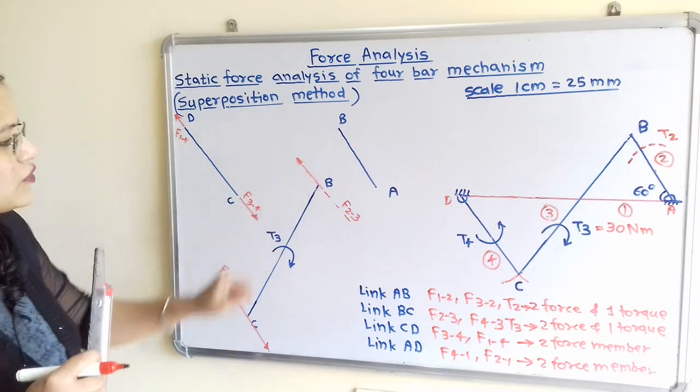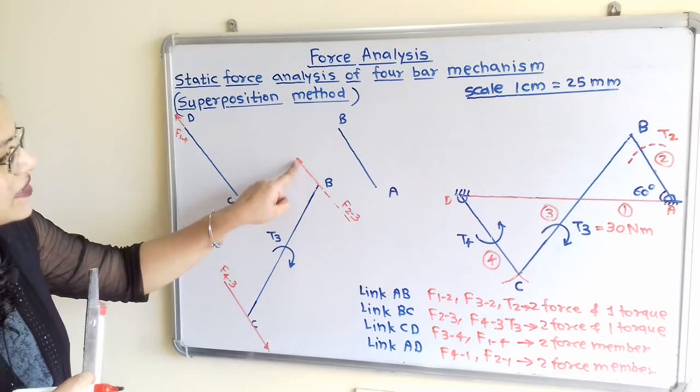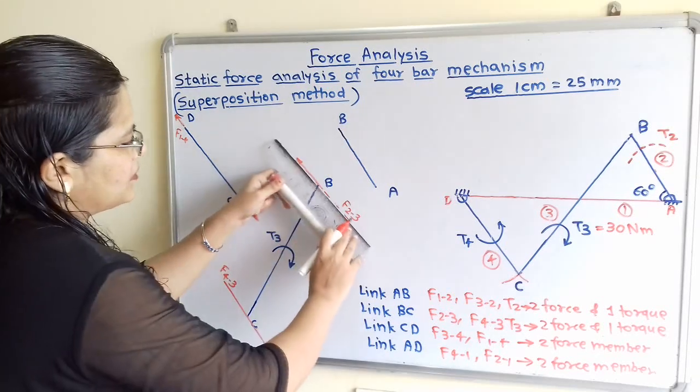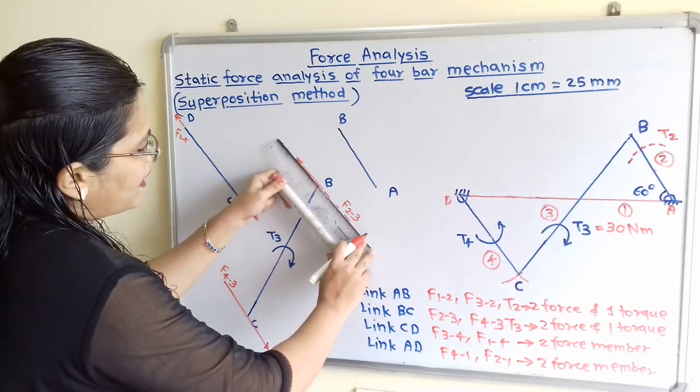Now we will move next. So this is the line of action that is passing through B. Now in the same way, here is the same point B. So I will draw here line parallel to this.